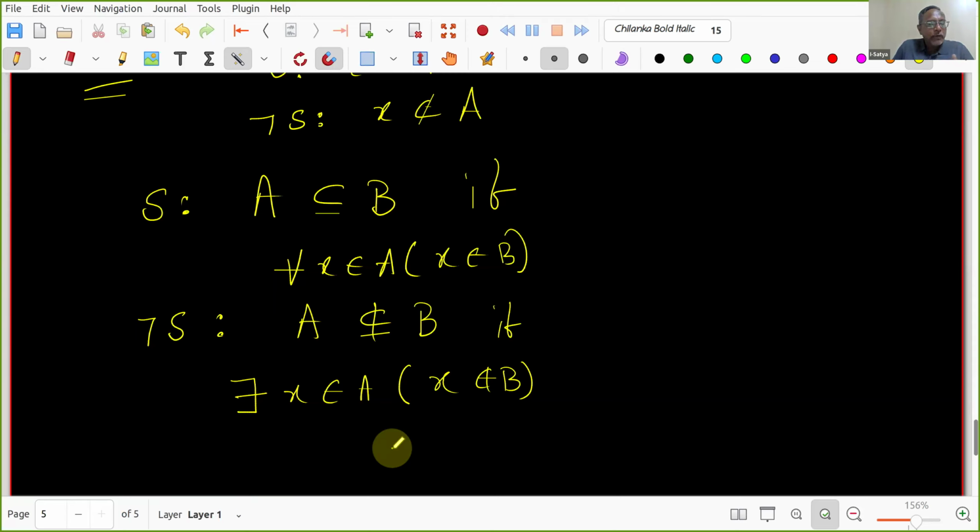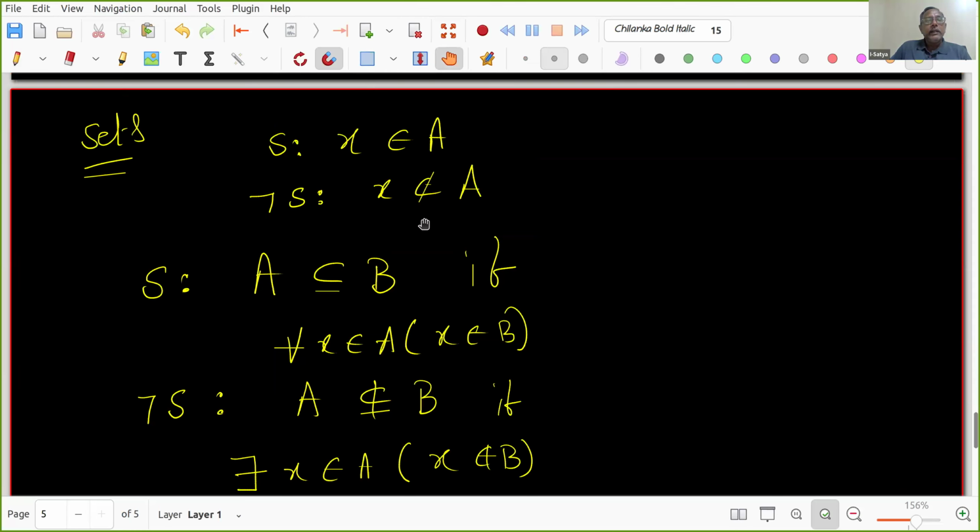You can understand in a better way if in your mind you read it like this: I can find an element which is in A but not in B, then A is not a subset of B. That gives a more complete picture. So in MTTS, we teachers read things like this. We are sharing our experience with you. Good, nice. Okay, so this you understand.